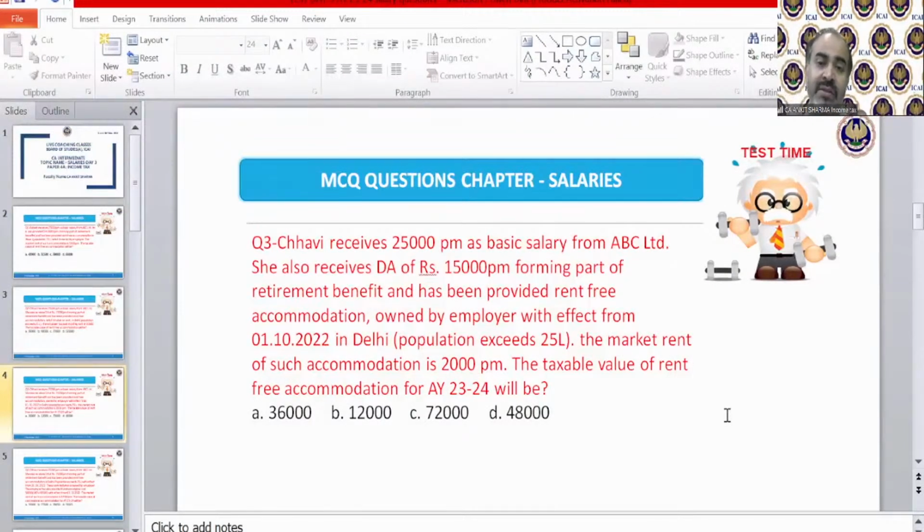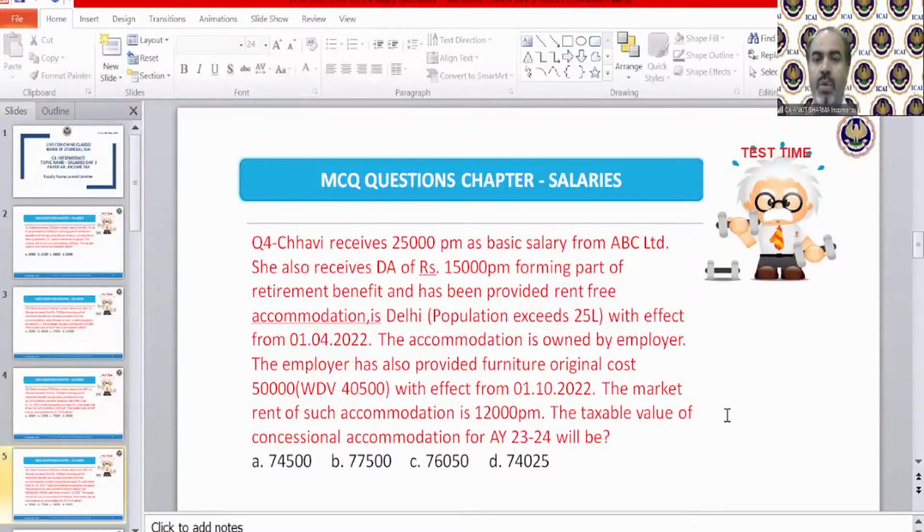Question number 3, correct answer is A. I will send the detailed solution if you are having any problem in the solution. Do not worry.